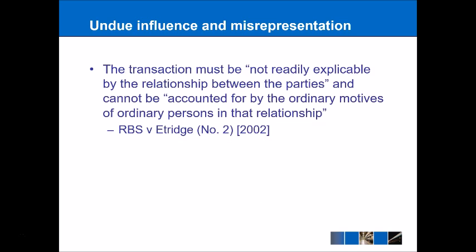So in terms of looking at this relationship, in particular the transaction has to be not readily explicable by the relationship between the parties, and also cannot be accounted for by the ordinary motives of ordinary persons in that type of relationship. So basically what we're talking about here is there's almost a subjective test and an objective test when looking at the relationship and also the transaction.